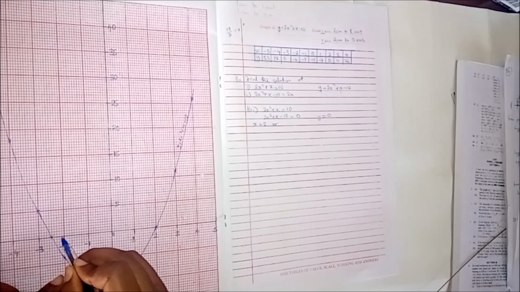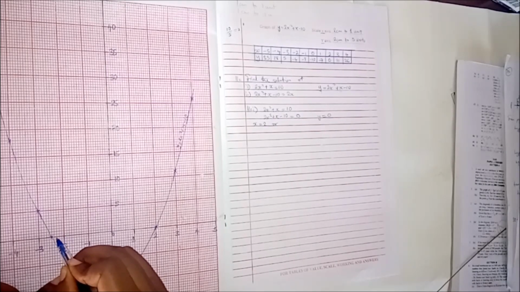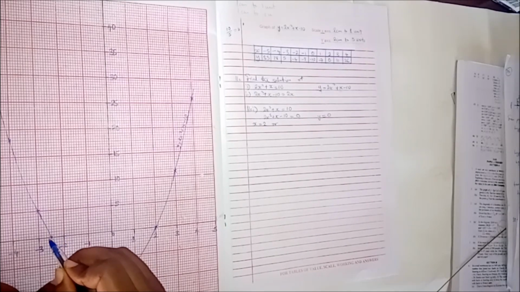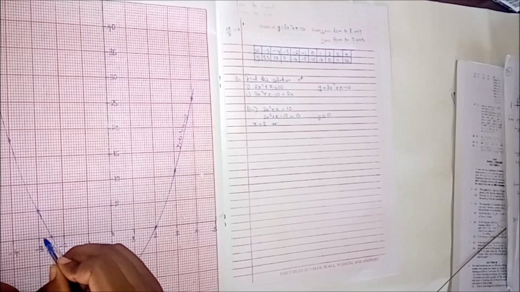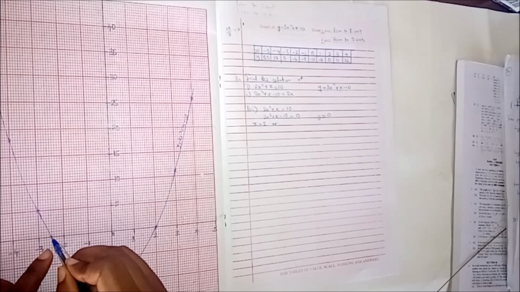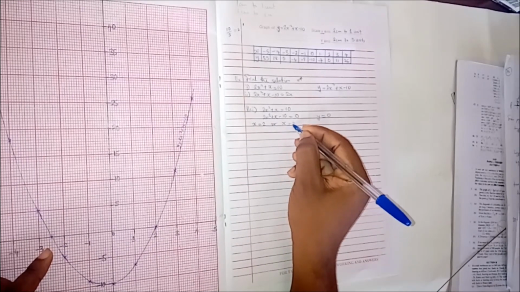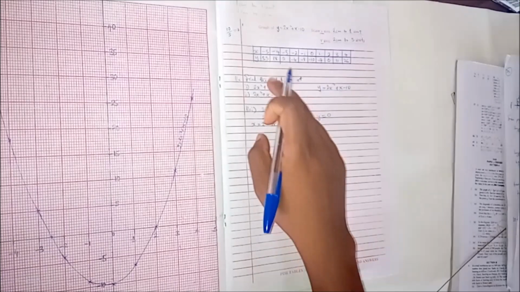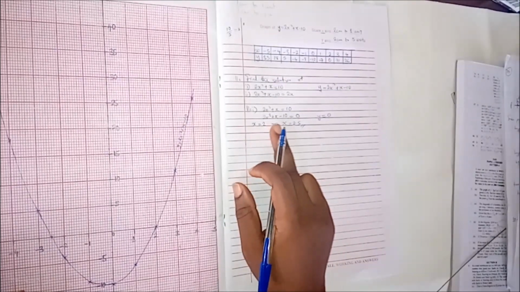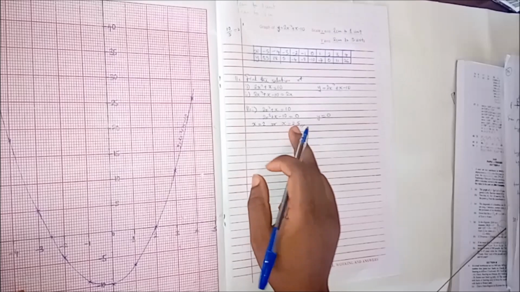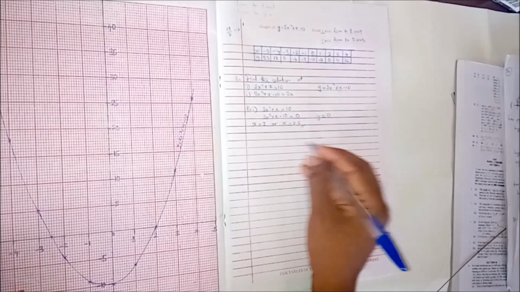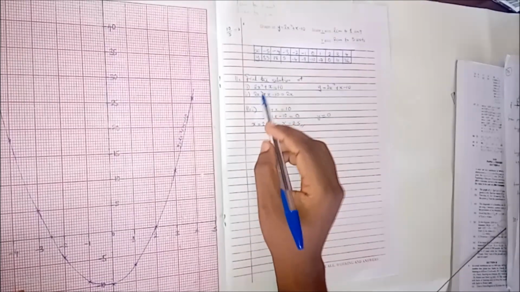This is like saying 2.1, 2.2, 2.3, 2.4, 2.5, 2.6, 2.7, 2.8, 2.9, and 3. So it cuts here at 2.5. So x is equal to 2, or x is equal to 2.5. So this is the solution of this equation: x is equal to 2, or x is equal to 2.5.